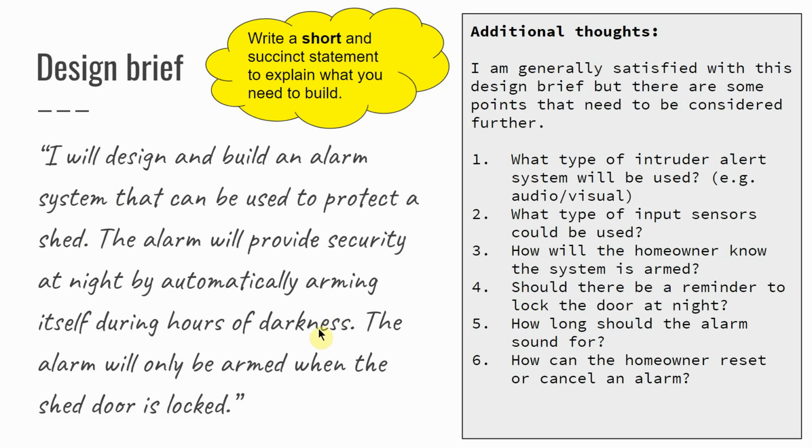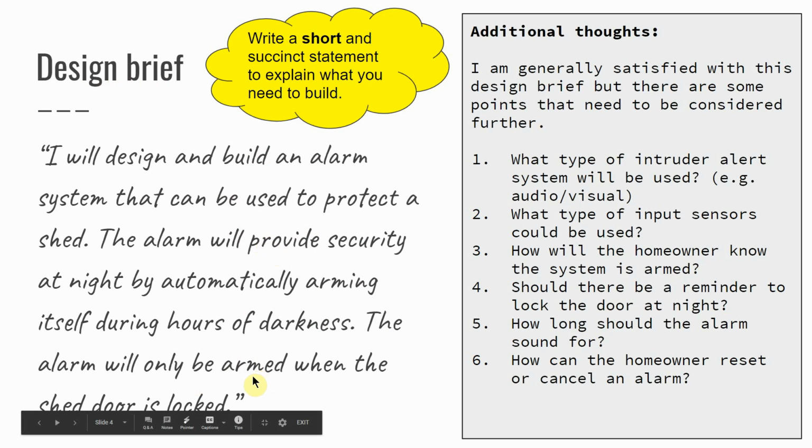Now, you don't need to go into a huge amount of detail because it's supposed to be brief, but it's the sort of thing that if you were to write this design brief, then you could give to a designer, an electronics designer, who could then come up with, say, a possible circuit. But if you don't give enough detail, like for example, if you left out that it will be armed automatically, then they most likely wouldn't include that feature.